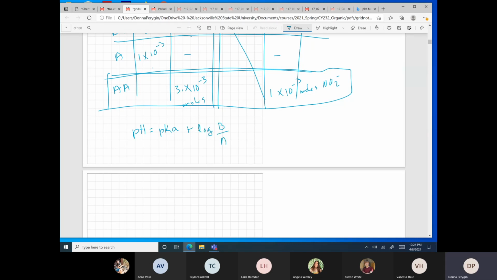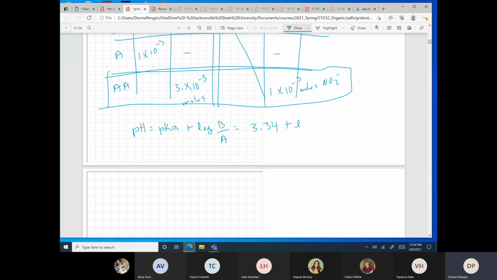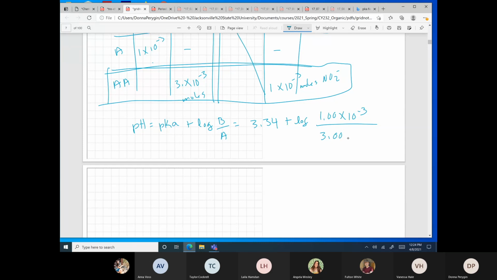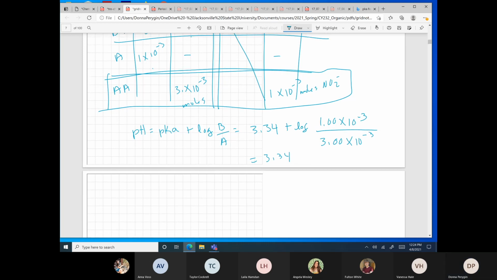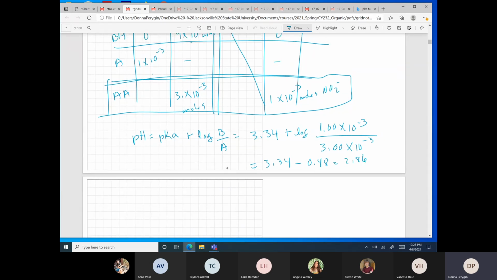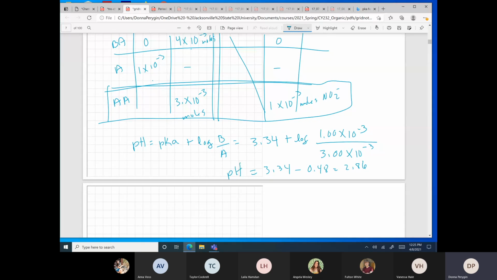of base over acid, which is equal to, the pKa for this is 3.34, plus the log of 1 times 10 to the minus third over 3 times 10 to the minus third, okay, which is equal to 3.34 minus 0.48, which is equal to 2.86, okay? So our pH in this case is equal to 2.86.